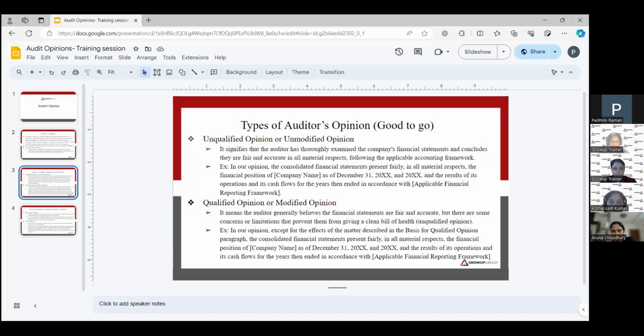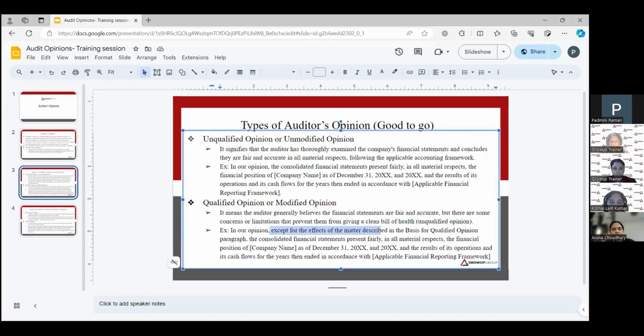And then we have qualified opinion or modified opinion. We can say it is an amber. Qualified opinion is not a major risk, but sometimes you have to look into more details as to what made the auditors give a qualified opinion. For example, in our opinion, except here they have mentioned subject to this other. So except for the effects of matters described in the basis of qualified opinion, the rest is good to go. Everything else is good.